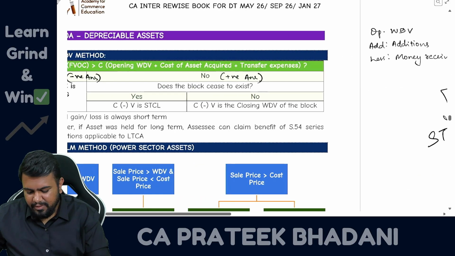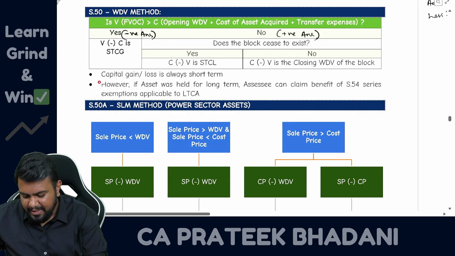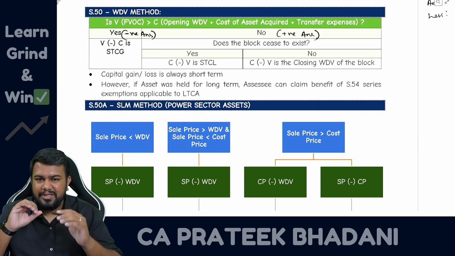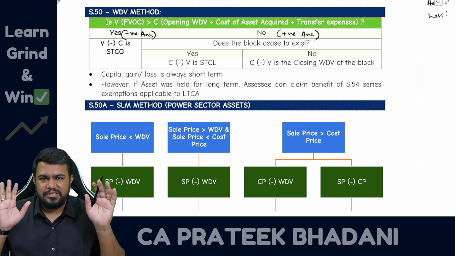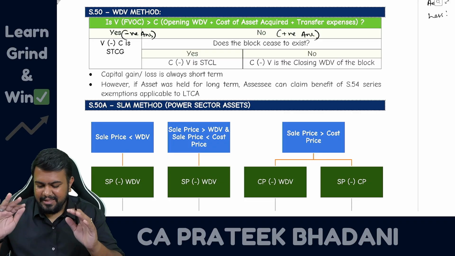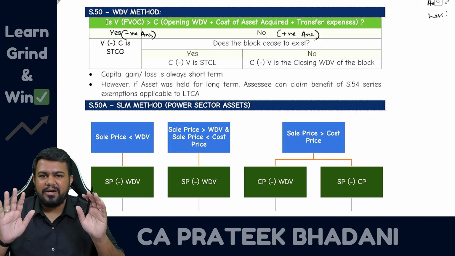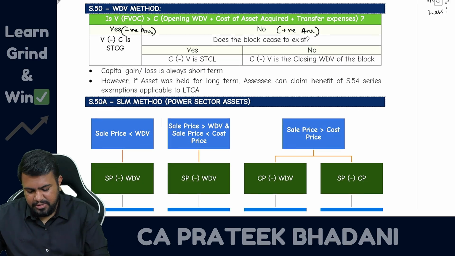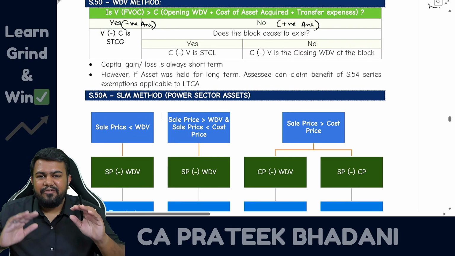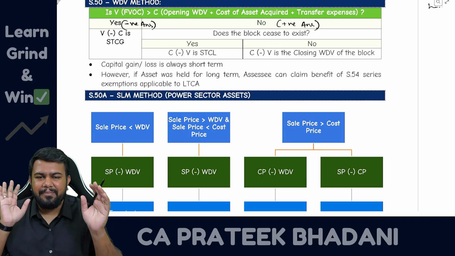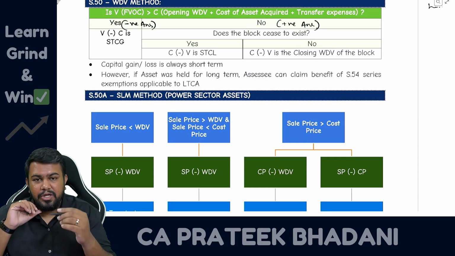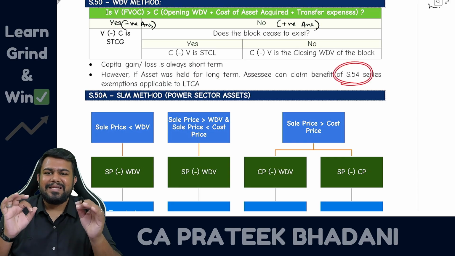You get my point? Now let us come to the point that capital gain is always short term. In this case, capital gain is always short term. So this case is an exception to the period of holding concept. We learned short term and long term, 12 month, 24 month category. This depreciable asset is always considered as short-term capital gain or short-term capital loss. However, when we are learning section 54 series exemptions, if you want to claim an exemption for a long-term capital asset, then you have to see whether the asset is held for long term. If the asset is held for long term, you can still take the benefit of section 54 series exemptions.